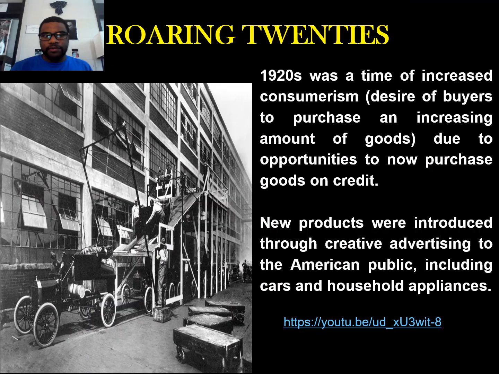Moving forward. All right, the Roaring Twenties. In the 1920s, there was a time of increased consumerism, which is the desire of buyers to purchase an increasing amount of goods due to opportunities to now purchase goods on credit. All right, new products were introduced through creative advertising to the American public, including cars and household appliances.